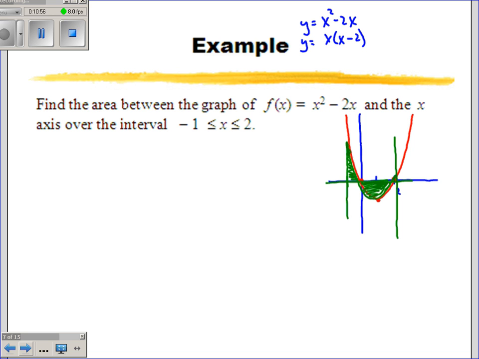I'm going to call this one, black pen sometimes has a problem. I'm just going to give up on it right there. This is going to be A1, and this is going to be A2. So A1 is already above the x-axis, so I don't have to do anything. All I have to do is find the integral. I need to know the x values. Well, the x value starts at -1 and goes to 0. So from -1 to 0, and then the function is x squared minus 2x. That gives me the A1.